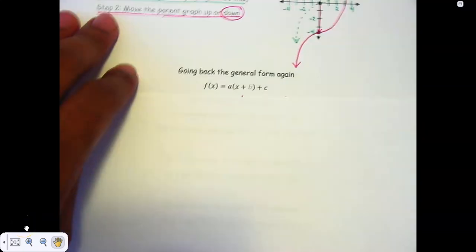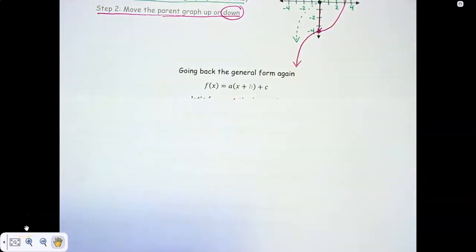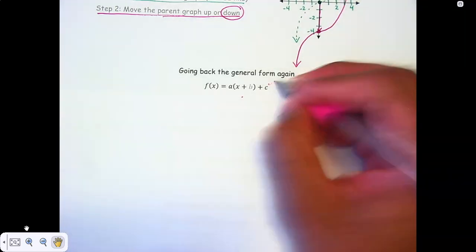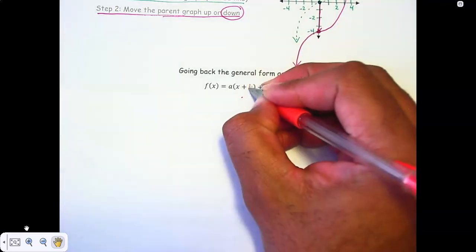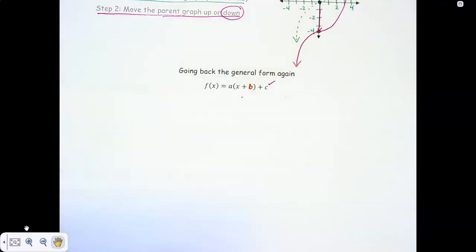All right, so we did one transformation, which was letter C, moving it up and down. So we're coming back to our general form again. And again, we just did C, so we're good on that. All right, so now let's go to our letter B. So here's our general form again. F of x equals A parentheses x plus B plus C.